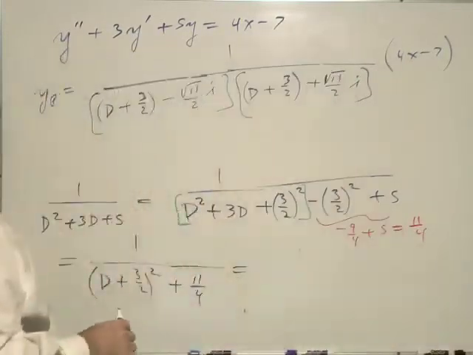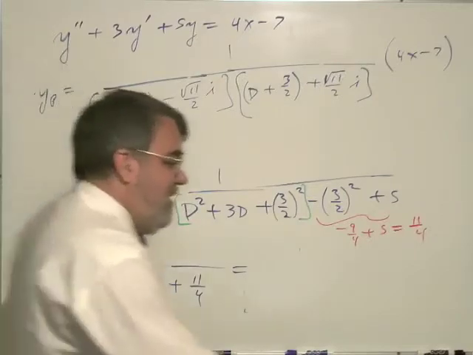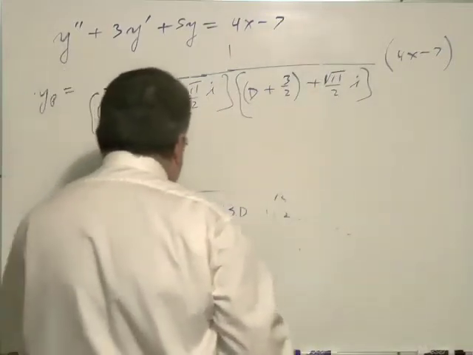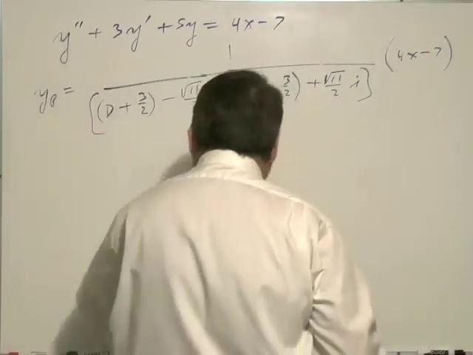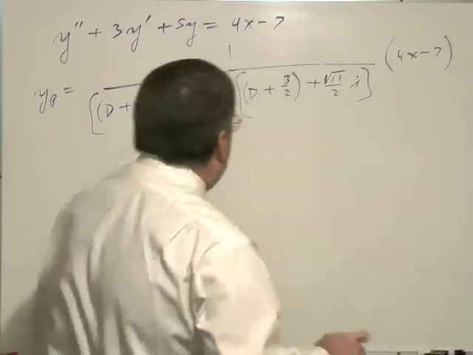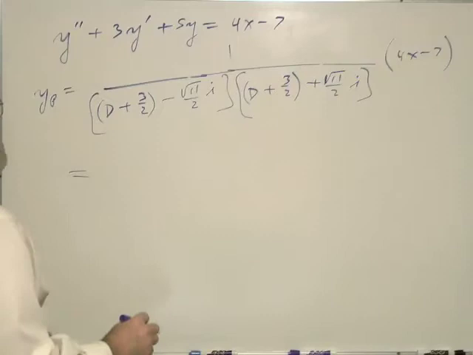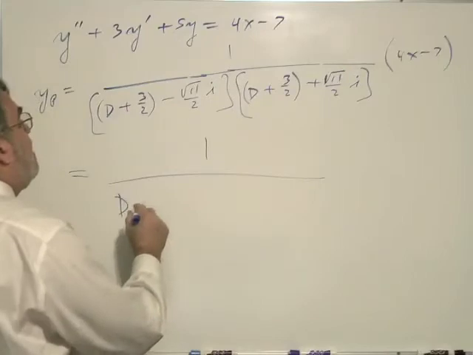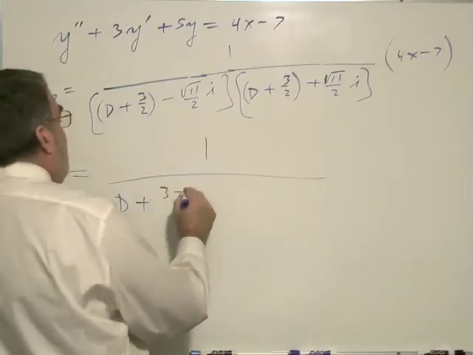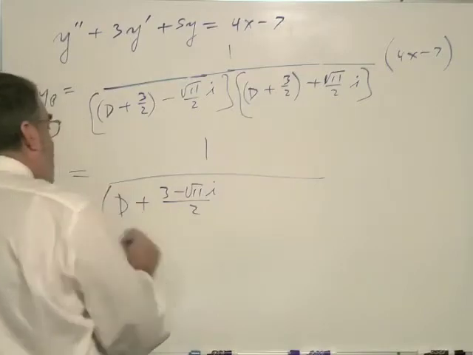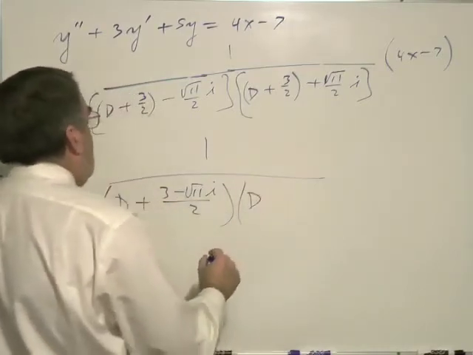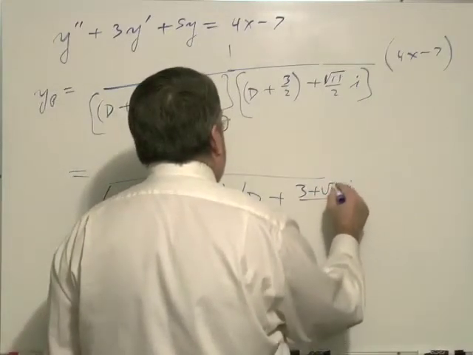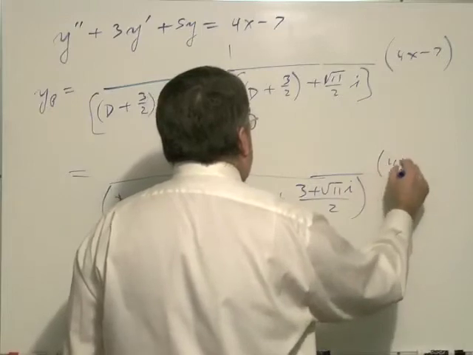Well, it can be done. I'm kind of taking this to its almost absurd extreme, except I'm not going to finish the problem because I'm not that motivated. But y particular will be 1 over D plus 3 minus the square root of 11i over 2, times D plus 3 plus the square root of 11i over 2, operating on 4x minus 7.